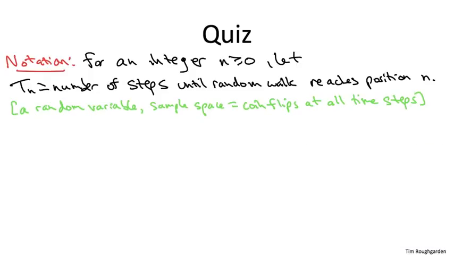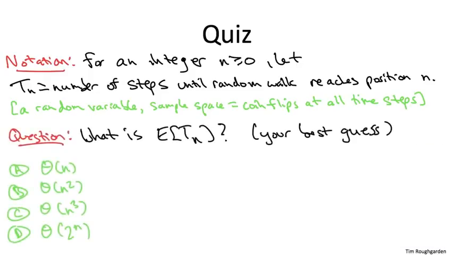So the non-trivial question I want you to think about on this quiz is, how does the expected value of T sub n grow as a function of the position n that you're waiting to reach? I'm not expecting you to devise a proof of the answer. Indeed, that's what we're going to be doing for most of the rest of this video. Just asking you to take your best guess.